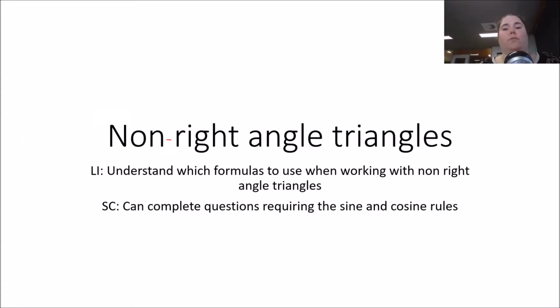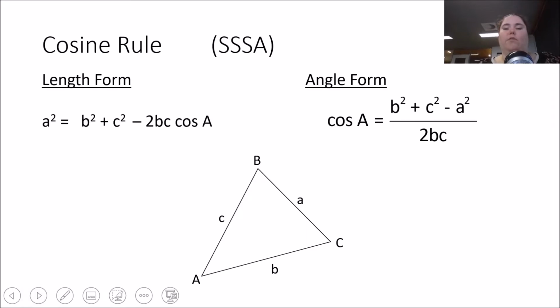Now we have dealt with right angle triangles, we also want to be able to deal with non-right angle triangles. So here we have the cosine rule. This is one of two rules we can use to find sides and angles in non-right angle triangles. There are two forms this comes in.